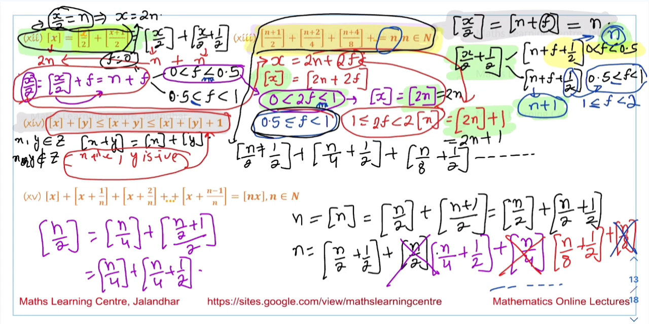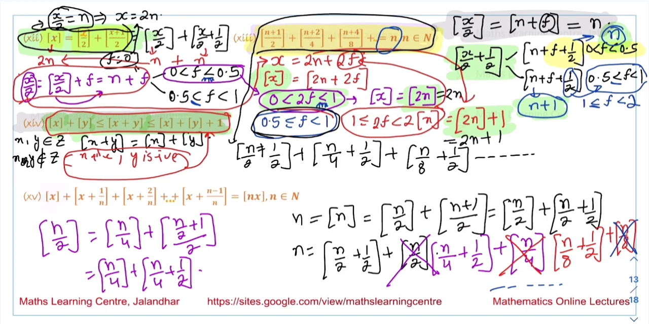So you must remember this inequality, that the greatest integer of x plus the greatest integer of y is always less than or equal to the greatest integer of x plus y, and this is less than or equal to the greatest integer of x plus the greatest integer of y plus 1.